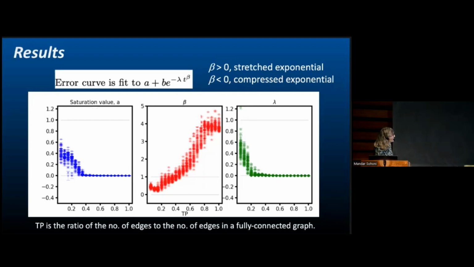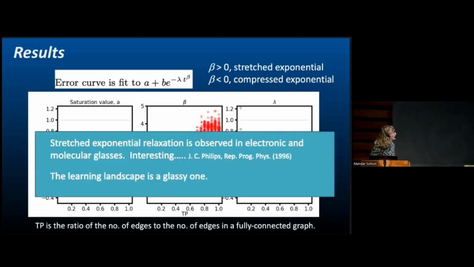You can see here that, interestingly, as you increase this tuning parameter, you go from beta being close to 0 to being, oops, this should be 1 here, not 0. So you should go from stretched to compressed. Right? And so we have a stretched exponential relaxation, which is observed in electronic and molecular glasses. So that's sort of interesting to note. So the learning landscape here is a glassy one.